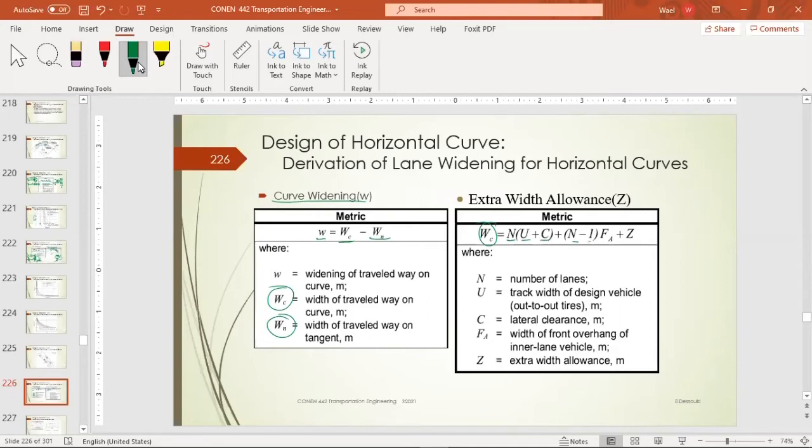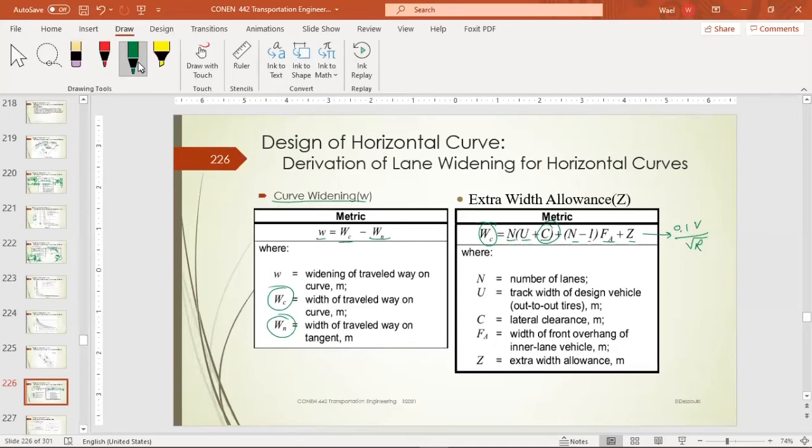So the width on the curve equals the following: N, number of lanes, plus U plus C, plus N minus 1, that's number of lanes minus 1, multiply FA, that's the front overhang, plus Z. And as I mentioned before, Z, that's 0.1 V over square root of R. It's independent of design vehicle. But FA and U are dependent on the design vehicle. So what is C? N, that's number of lanes. So what is C here?